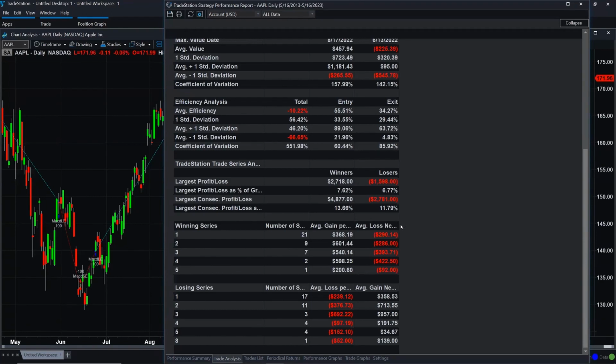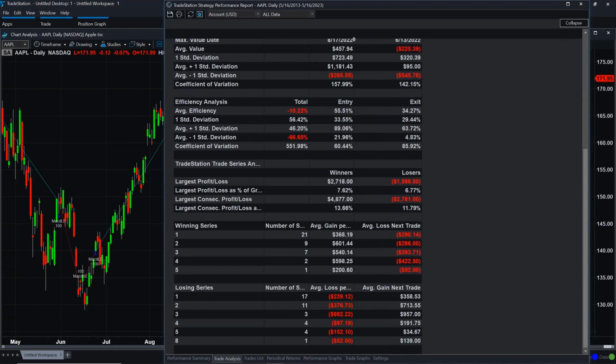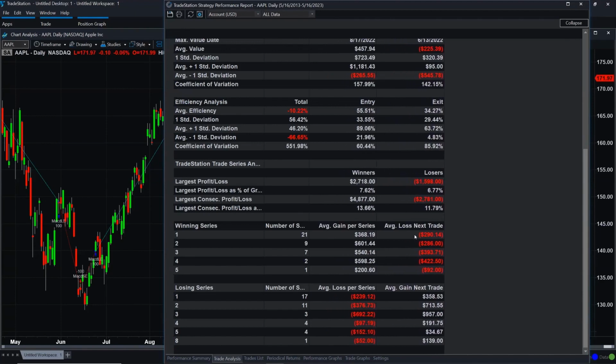Pretty cool, huh? It also gives you, let me open this up so you can see what this number is, what the average loss on the next trade was so that you don't get your expectations too high. It actually brings you down and says, okay, you've had that number of consecutive winning trades, but here's your average loss on the next trade. Something to think about. But if you look at over here, the strategy was able to win 3 trades consecutively. That happened 7 times with an average win per series of $540.